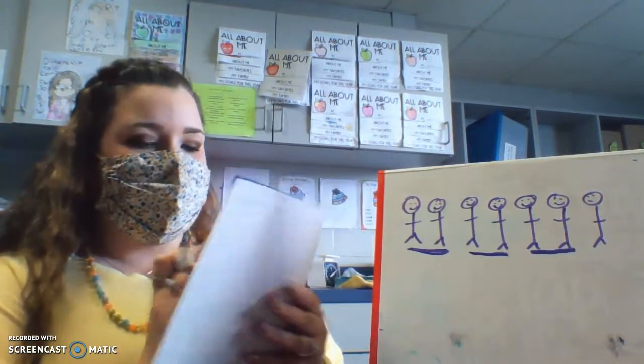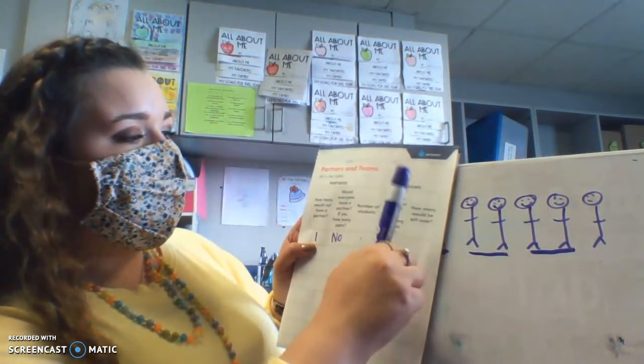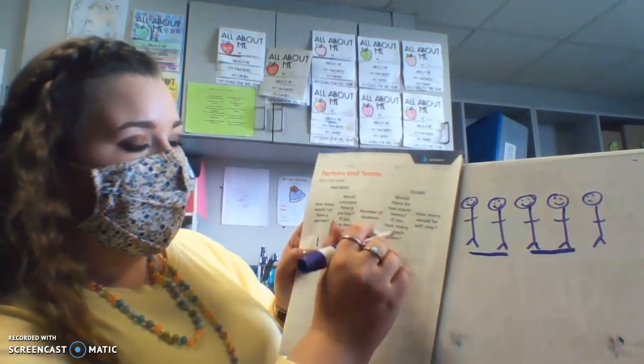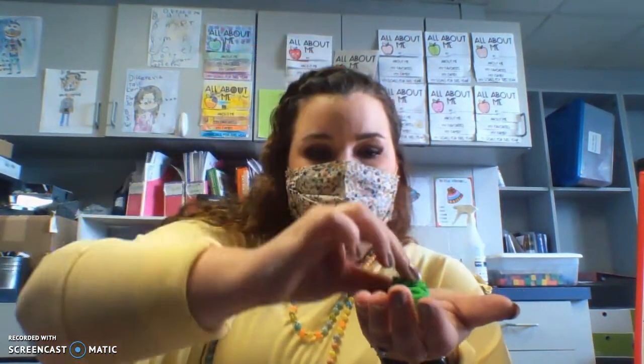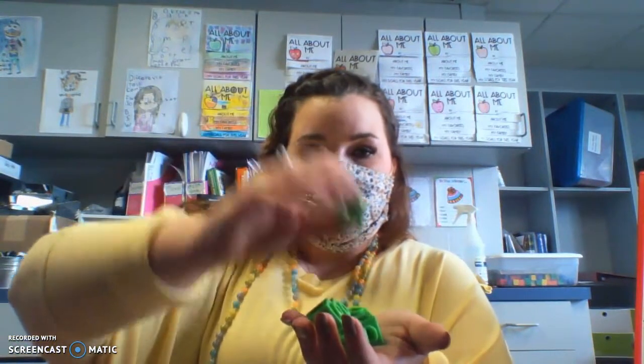So now we got to look on the other side. It says, would there be 2 equal teams? If yes, how many on each team? So on this one, I'm going to grab my cubes. So again, I have 7 students. So I'm going to grab 7 cubes. 1, 2, 3, 4, 5, 6, 7.